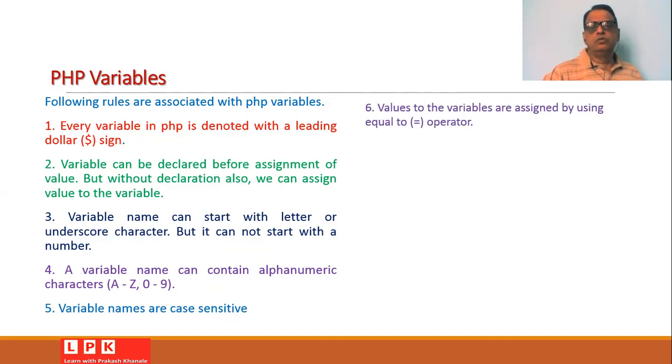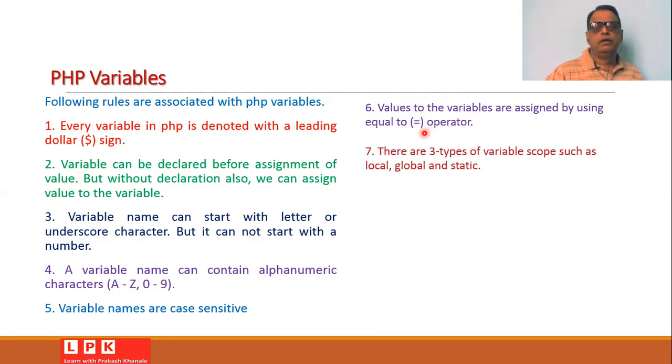Whenever you want to assign a value to a variable, you can make use of an operator, and this operator is the equal to operator. So by making use of the equal to operator, you can assign any value to the variable. As far as PHP code is concerned, you will find that there are three types of variable scope: local, global, and static.